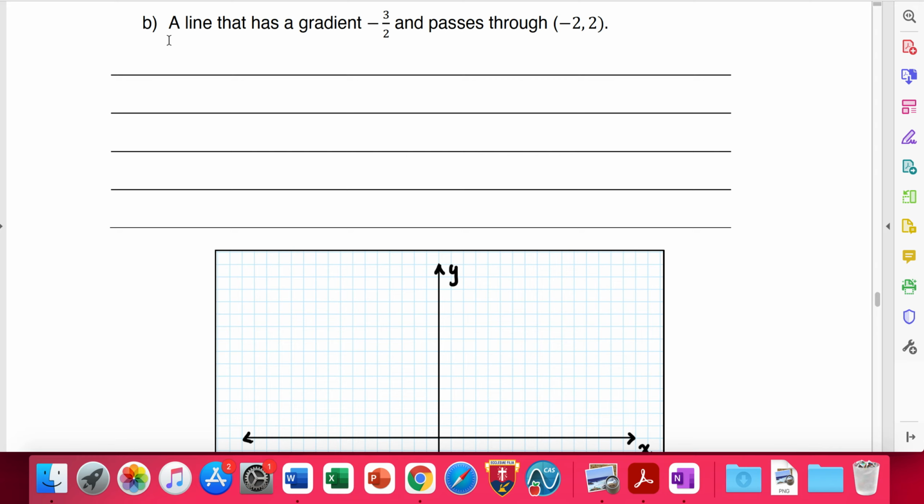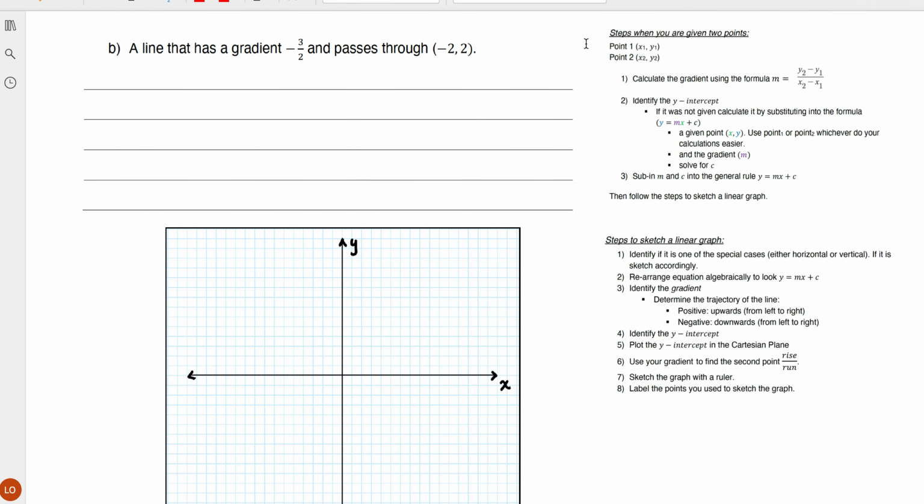Example B says a line has a gradient of -3/2 and passes through this point. It's similar to the question that we did in the previous video, so let's look at it. My first step: calculate the gradient. I don't have to calculate the gradient because the gradient has been given to me. I have my gradient, so this one is done.